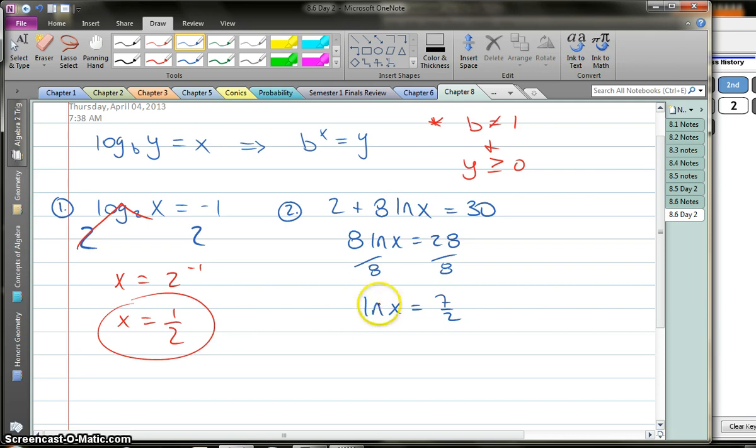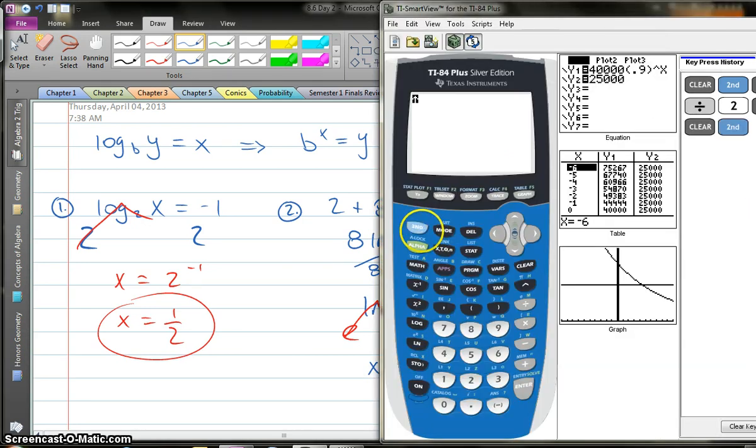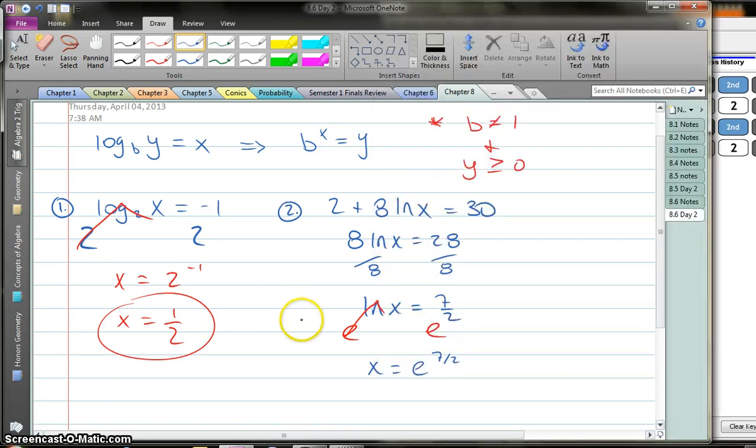All right, now I got to get rid of my natural log, so I'm going to take e as my base. My natural log's gone, and I'm left with x equals e to the 7 halves. So let's go ahead and type that in our calculator. Second ln, second natural log is e to the 7 halves equals 33.115. So x is 33.115. All right, so just reviewing some solving.